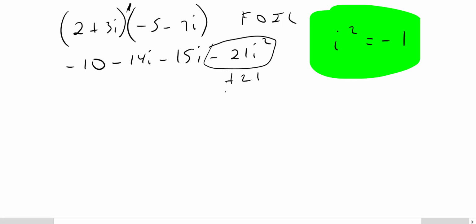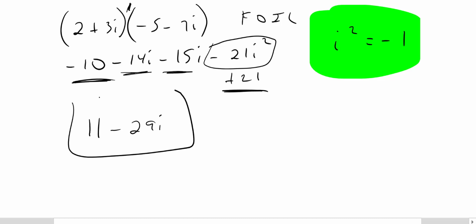So if I change that to plus 21, then I can add these together. Negative 10 plus 21 is, sorry, positive 11. Get rid of that negative there. It's 11. And negative 14i minus 15i is negative 29i. And that's your answer to that problem: 11 minus 29i. So notice I have the order: this is my real part, and this is my imaginary part.